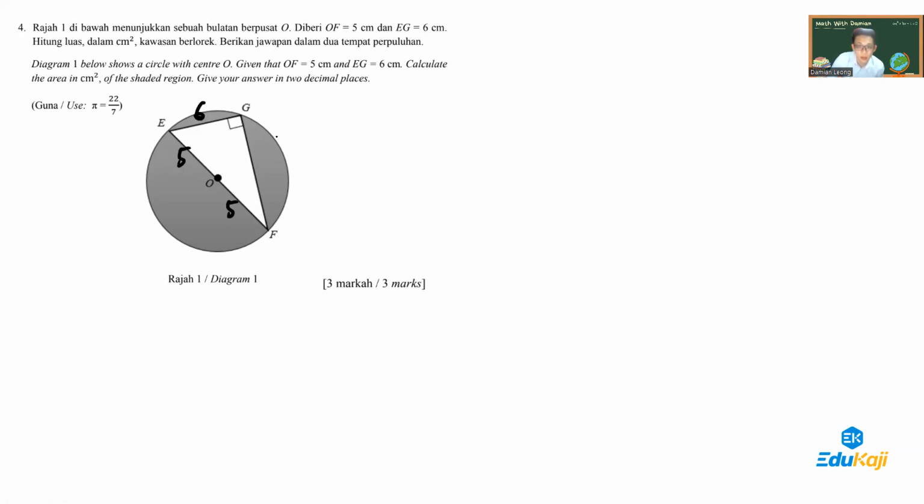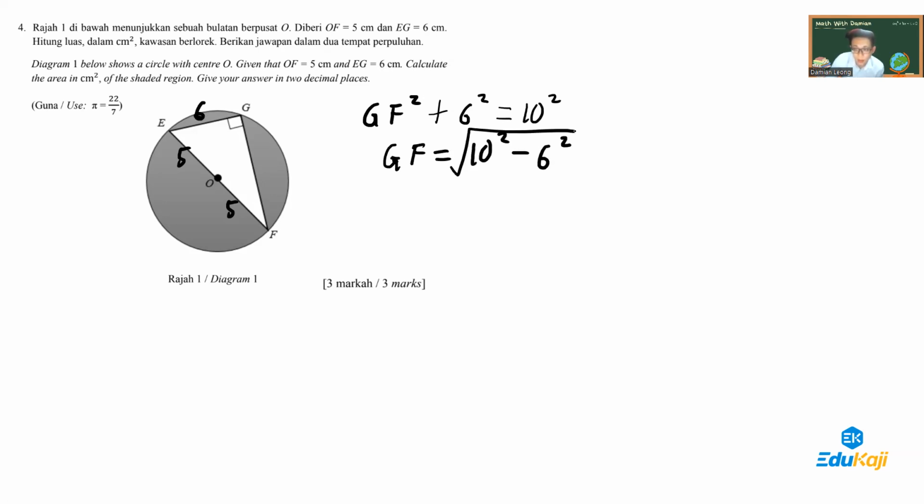So I can use Pythagoras theorem to find GF. Whenever you see a right angle triangle involving length, you always think about Pythagoras theorem. A square plus B square equals C square. So GF square plus 6 square equals 10 square. C is the hypotenuse, the one opposite your right angle. So to get GF, bring over the 6 square, plus becomes minus, then square root. So it's 8 cm.